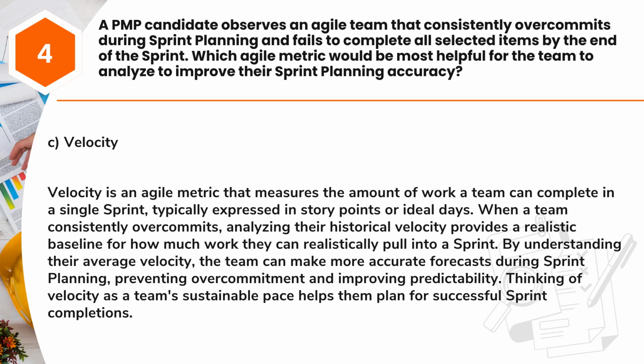Answer: C. Velocity. Velocity is an agile metric that measures the amount of work a team can complete in a single sprint, typically expressed in story points or ideal days. When a team consistently overcommits, analyzing their historical velocity provides a realistic baseline for how much work they can pull into a sprint. By understanding their average velocity, the team can make more accurate forecasts during sprint planning, preventing overcommitment and improving predictability. Thinking of velocity as a team's sustainable pace helps them plan for successful sprint completions.